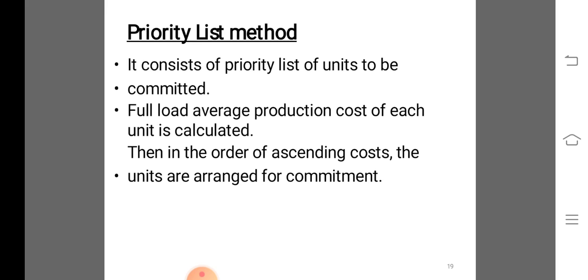The priority list of an example could be obtained in a much simpler manner by noting the full load average production cost of each unit, where the full load average production cost is simply the net heat rate at full load multiplied by the fuel cost.